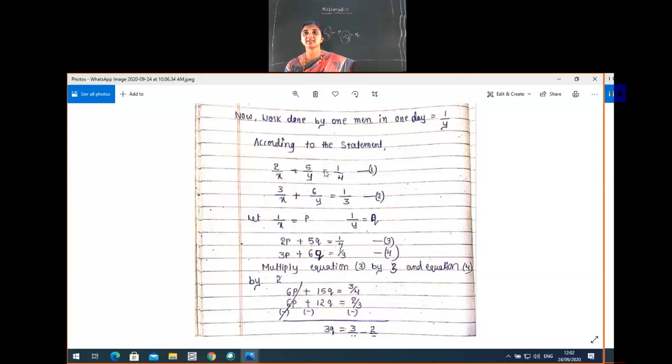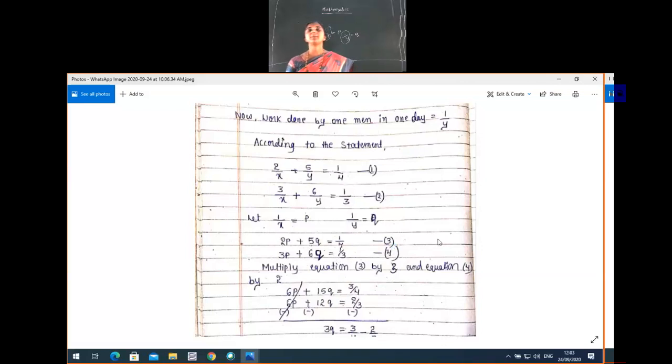In 2 by X and 3 by X, 1 by X is common. We take that 1 by X as P. In 5 by Y and 6 by Y, 1 by Y is common, and we give the name Q to 1 by Y. So now we write the equations as 2P plus 5Q equal to 1 by 4, then 3P plus 6Q equal to 1 by 3. We number these as equation 3 and equation 4.